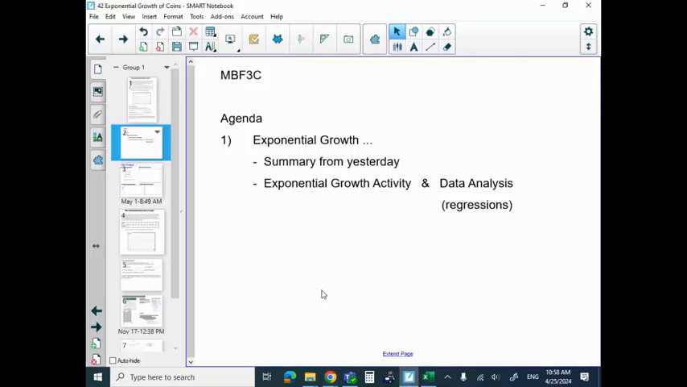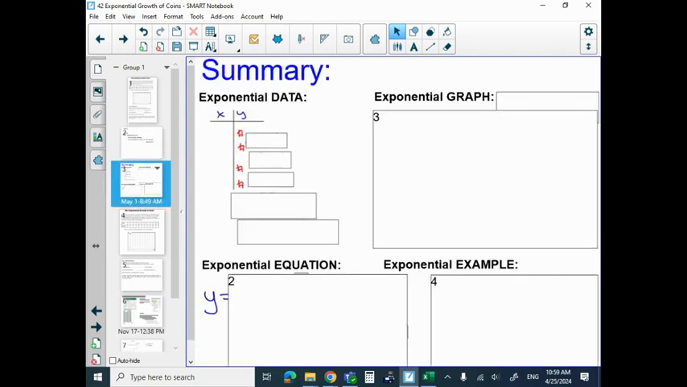Hi, everybody. Today's lesson continues with the exponential unit, the next one we're studying here. So we're going to look at exponential growth. We're going to look at an example of it, an activity, data collection and analysis. And I also want to start out with a summary of the exponential information that we saw yesterday for the first time. Right, so let's get going on that.